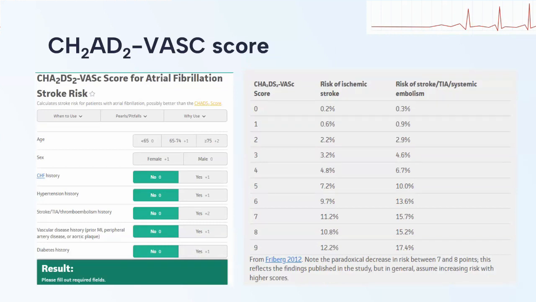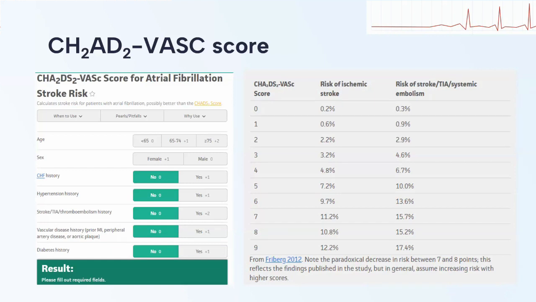Obviously, if the patient is hemodynamically unstable, you don't want to delay saving their life, you cardiovert them. But this is for hemodynamically stable patients. What the ESC guidelines from 2020 say is that if you've got a score of 2 or more, that's when you'd want to anticoagulate them, and then wait for about 3 weeks or so before you start rhythm control on these patients in order to prevent strokes.